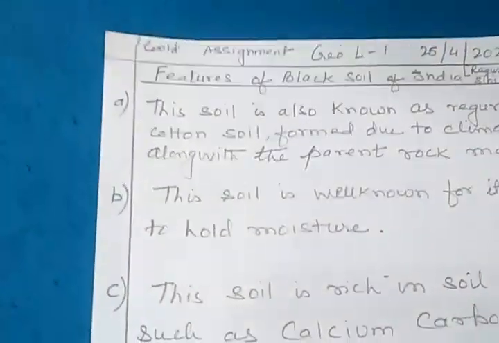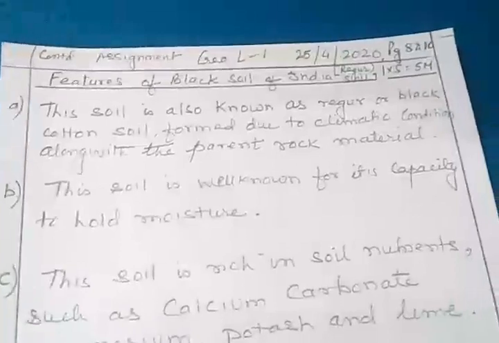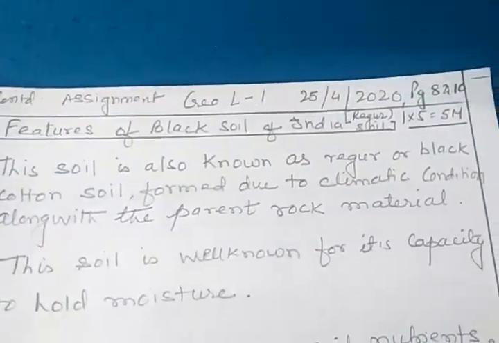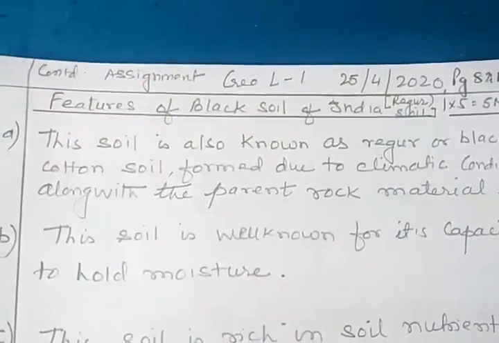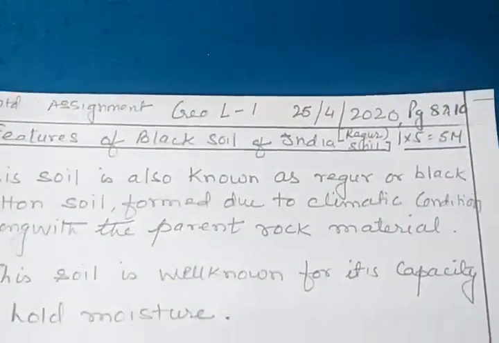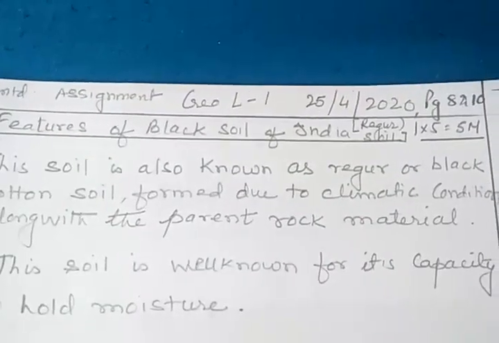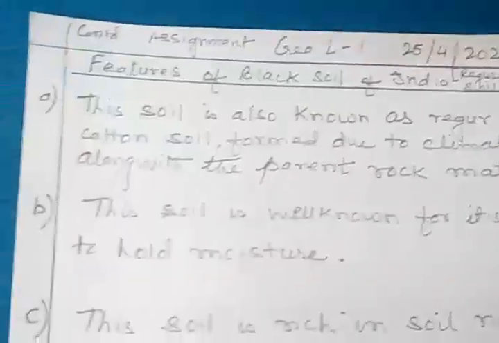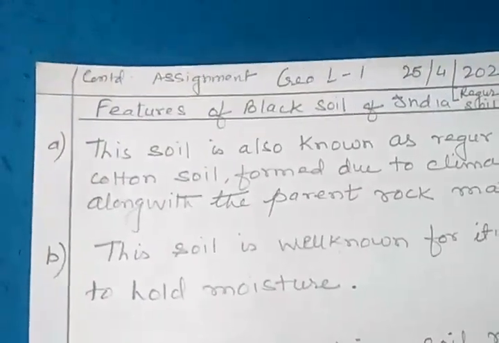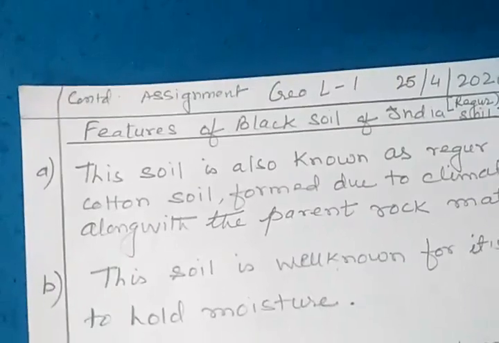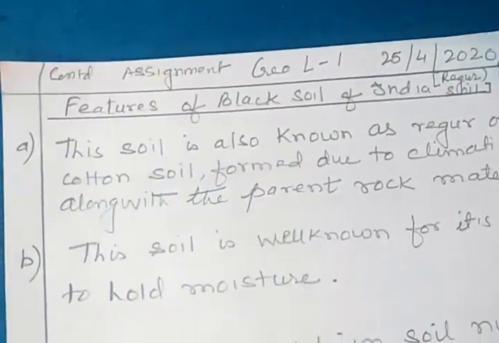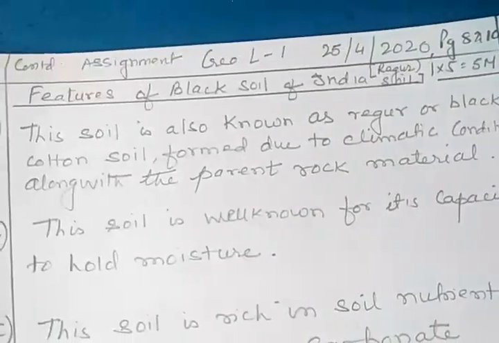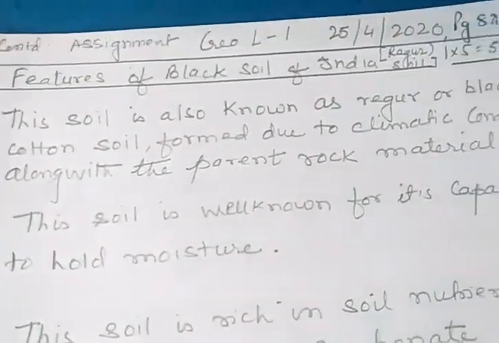Our next topic is features of black soil, cotton soil or regur soil. All three mean the same. This question also carries 5 marks and its description is on pages 8 and 10. First, this soil is also known as black cotton soil or regur soil, formed due to the climatic conditions along with the parent rock materials.